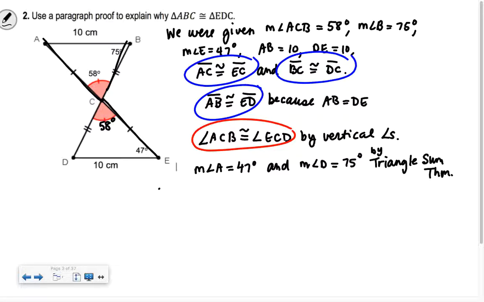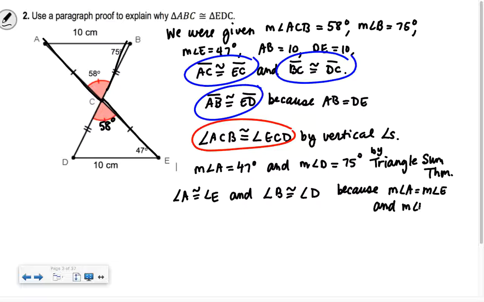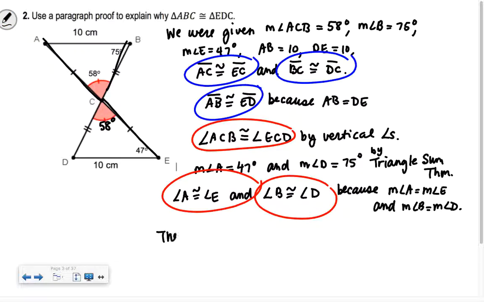All right, therefore, we know that angle A is congruent to angle E, and angle B is congruent to angle D, because we had the same measurements. Because measure of angle A equals measure of angle E, and measure of angle B equals measure of angle D. All right, so we're almost there. So we have our 3 sides and our 3 angles. Therefore, triangle ABC is congruent to triangle EDC.